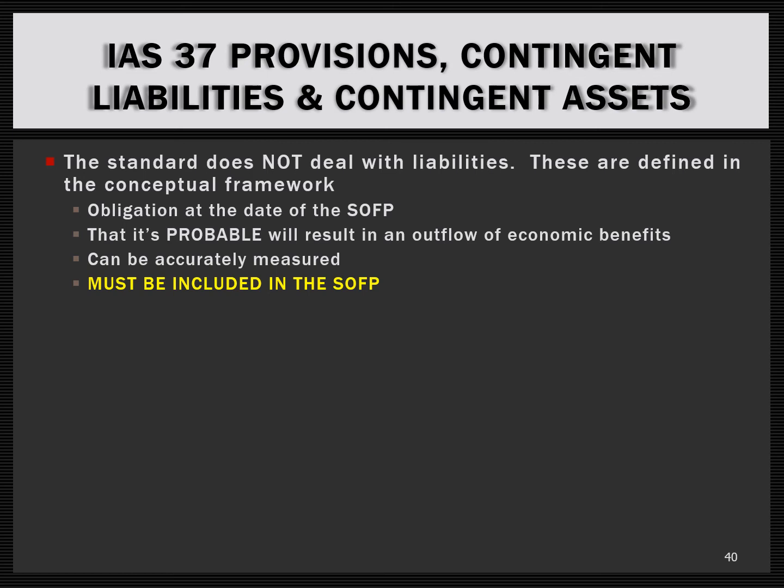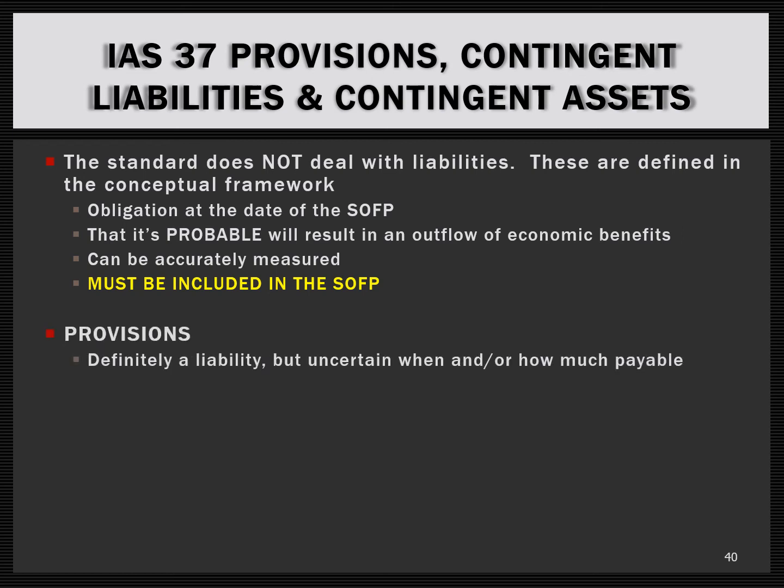IAS 37 only deals with provisions and contingent liabilities and contingent assets. And remember, the definition of a provision is something that's definitely a liability according to the definition in the framework, but it's uncertain either when we're going to have to pay it or exactly how much is going to be payable. So that's a provision. That has to be included in the statement of financial position because it's definitely a liability. We're just uncertain about various aspects of it.